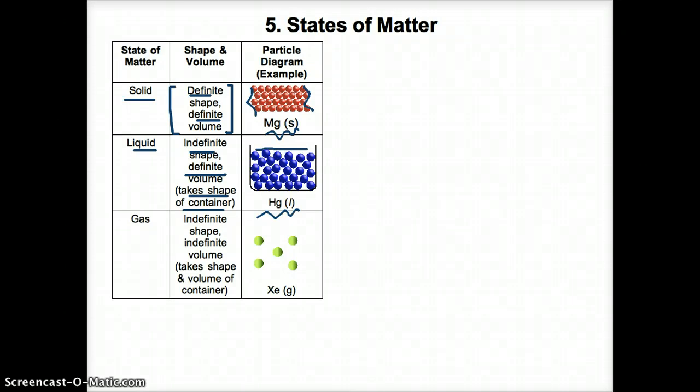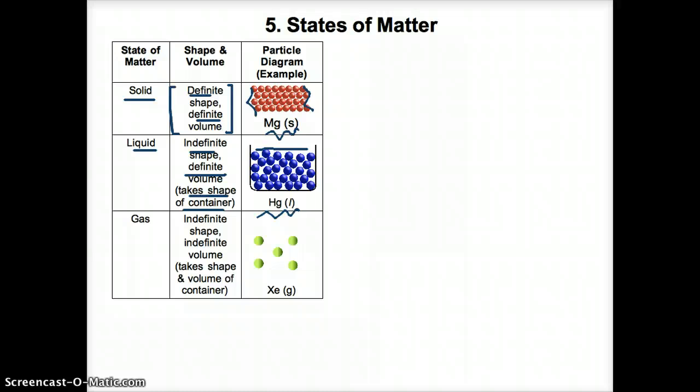All right. Now, note here that liquid particle diagrams show particles spaced further apart than in solids. The particles are somewhat close in liquids, but they're not touching because they're spaced further apart. And they have a somewhat irregular pattern due to liquids having a rather indefinite shape.